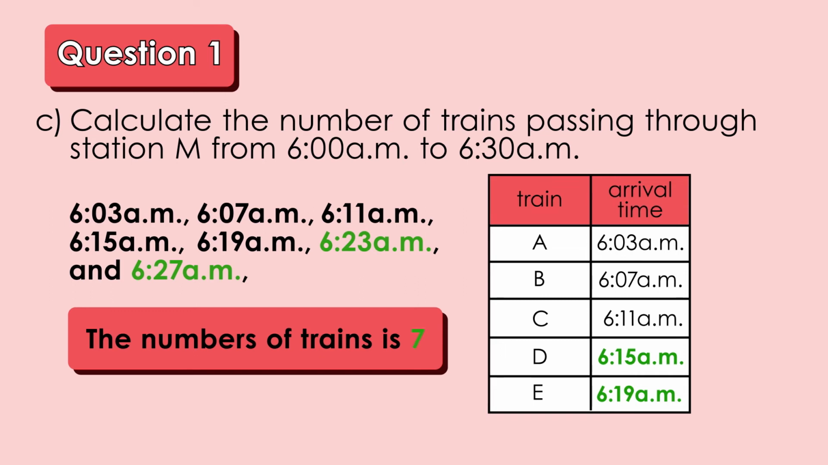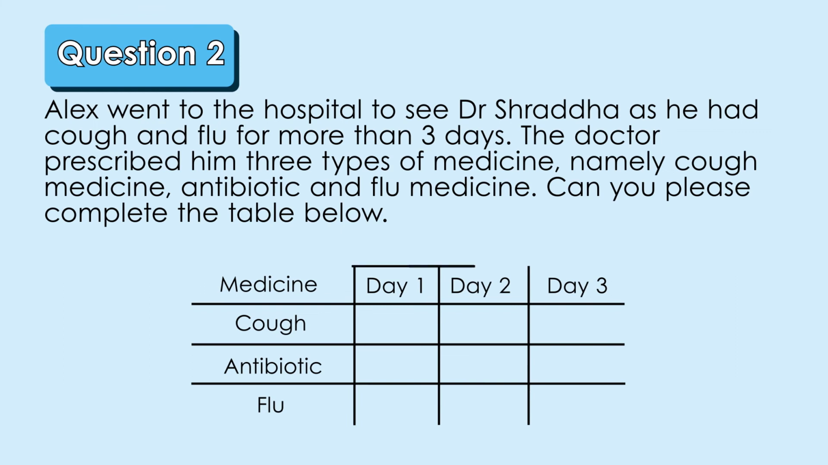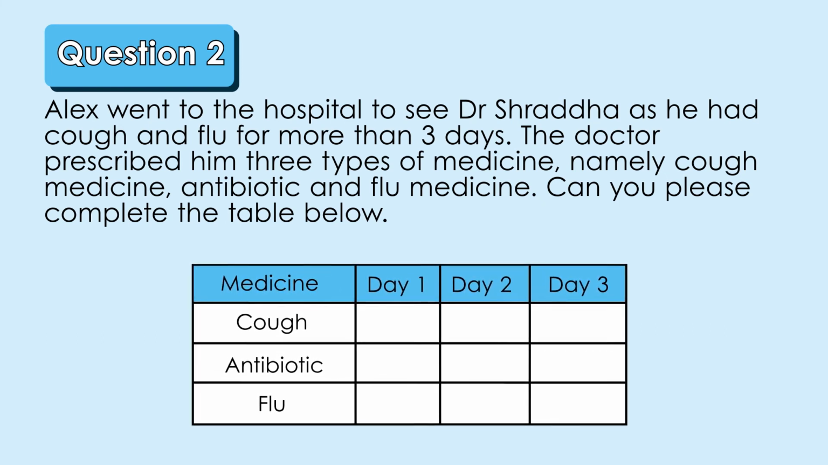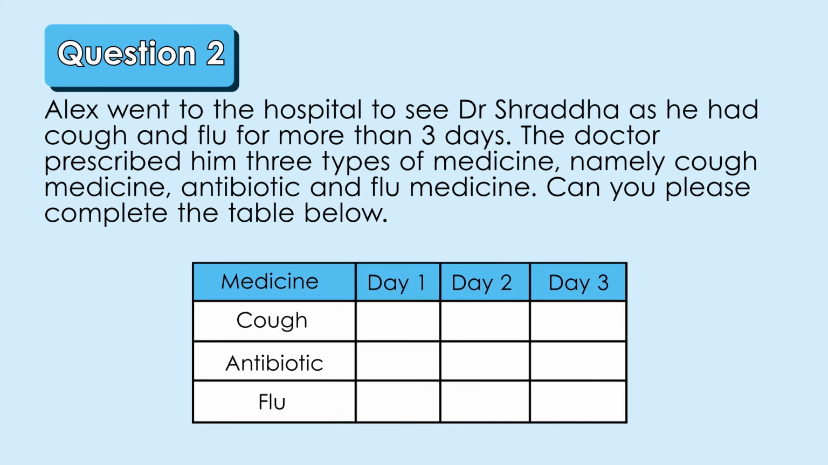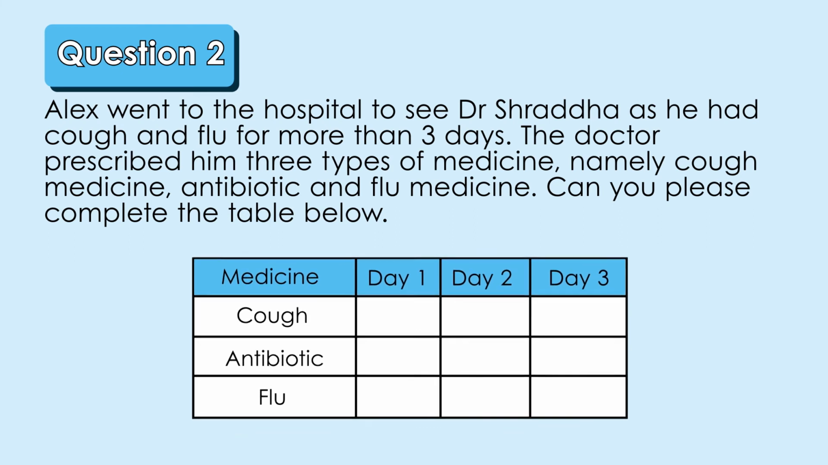Boys and girls, let us try another problem-solving question. Alex went to the hospital to see Dr. Shraddha as he had cough and flu for more than 3 days. The doctor prescribed him 3 types of medicines, namely cough medicine, antibiotics and flu medicine. Help Alex to plot a timetable for taking his medication. If he starts at 8:10 a.m., can you please complete the table below? Are you ready to check your answers?